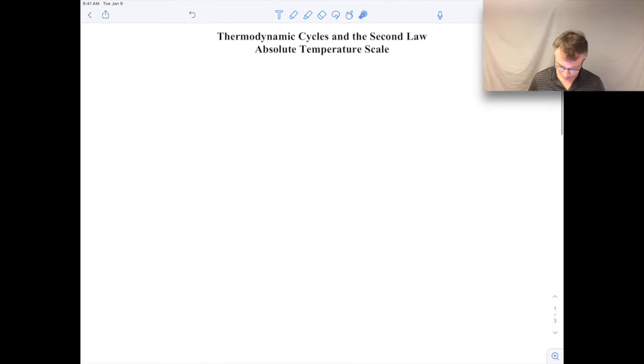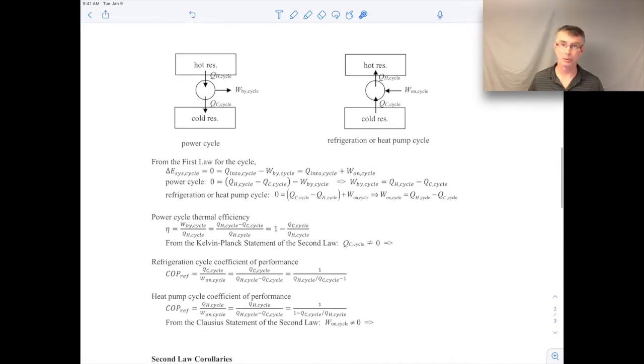So let's get started. The very beginning here is going to be a lot of review from the last video lecture, but it's for a purpose. Now, we were talking previously about power cycles and refrigeration or heat pump cycles. And we draw these in a very general sense here, where we have a hot reservoir and a cold reservoir, and our system is in here.